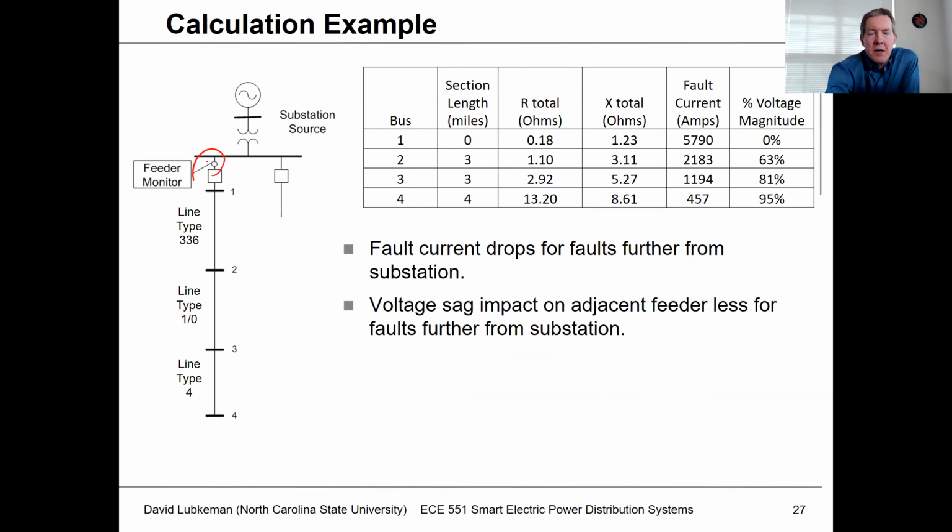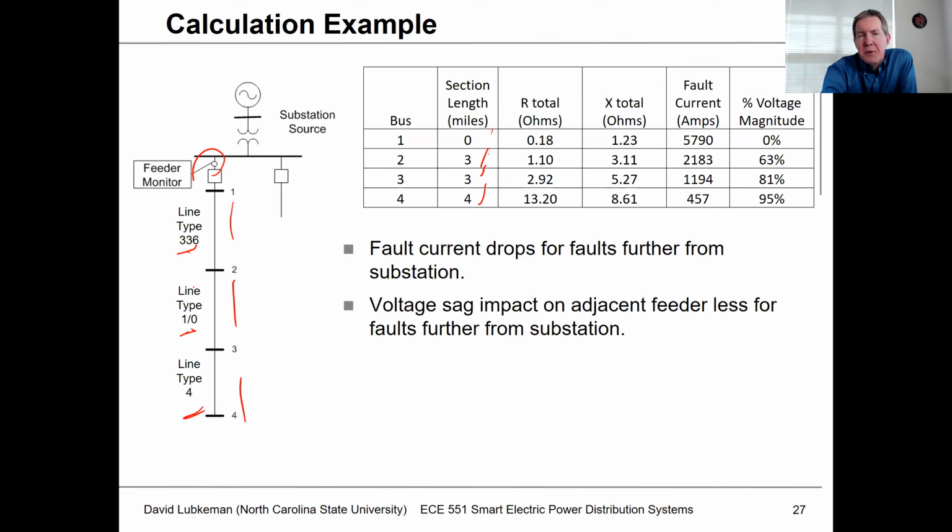If we were going to do these calculations for a typical circuit, let's suppose we have a monitor at the feeder head. This could maybe be what we get from the top of feeder relay. And let's suppose we had 3 different types of construction here, and I've got the line lengths I'm assuming for each type. Basically, we multiply by the line length and get an impedance for each of these sections.